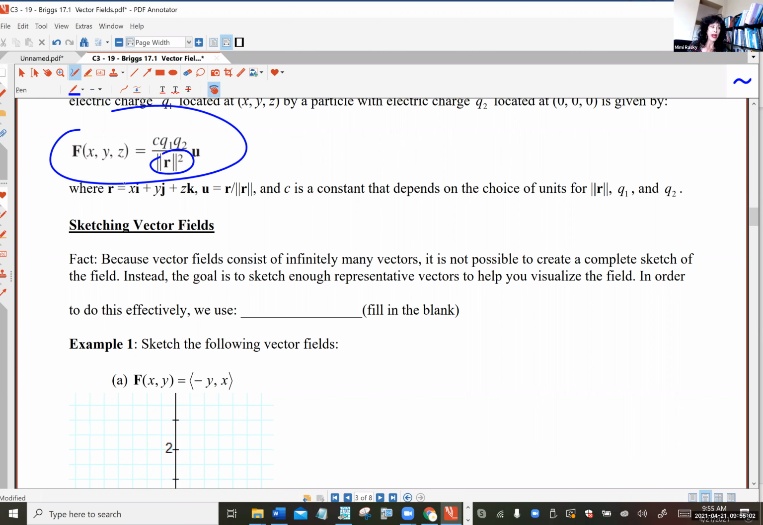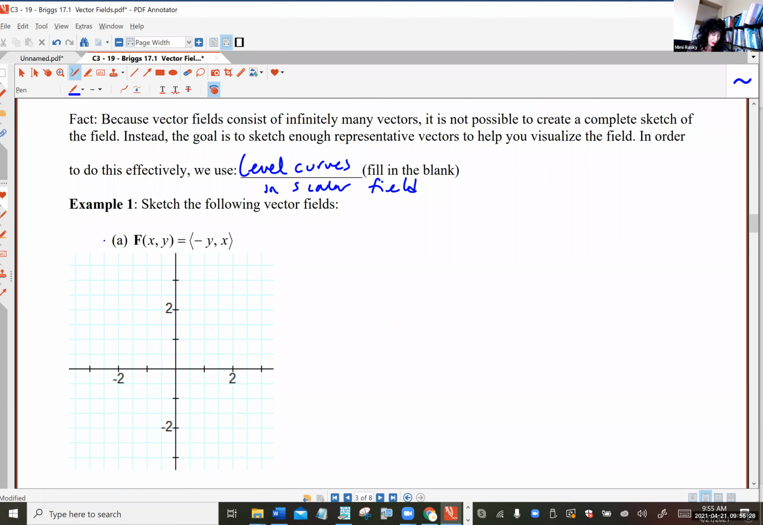Anytime somebody says, hey, graph this vector field, well, first I pull out my software that allows me to do it. But if they said, no, you've got to do it by hand, I'm like, okay. So what I do, because I don't want to draw 1,000 vectors on a piece of paper, is I figure out what the level curves are in the scalar field. What did I just say? I'm going to show you for this example, one letter A. They want me to sketch F(x,y) equals negative y, x. We don't guess, people.